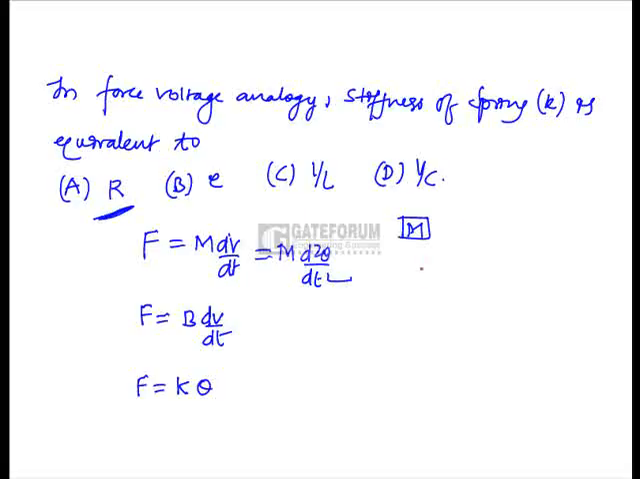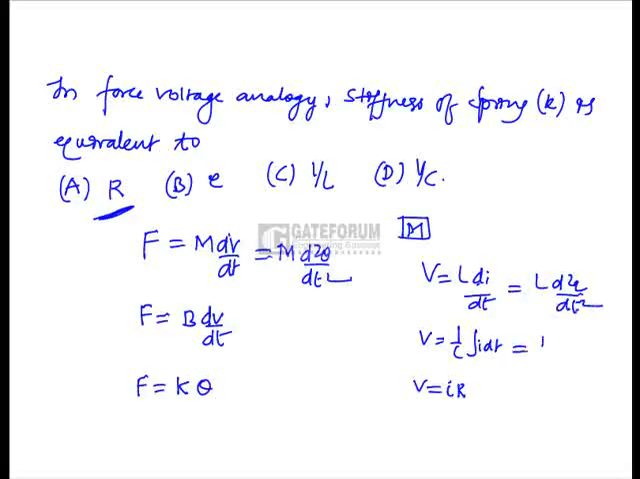Let us see, what is the voltage V across an inductor? V is equal to L into di by dt. Similarly, voltage across capacitance is 1 by C integral of I dt. Voltage across resistor is V is equal to IR. I can write this one as L into d square Q by dt square, similarly this one as 1 by C into Q, and this one as R into dQ by dt.